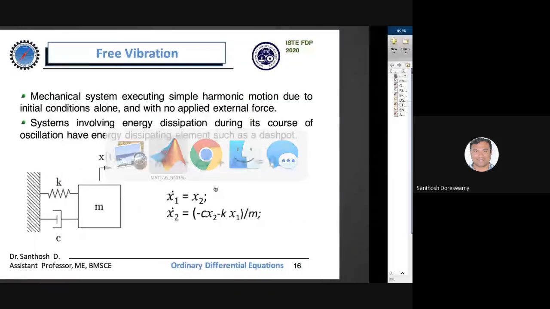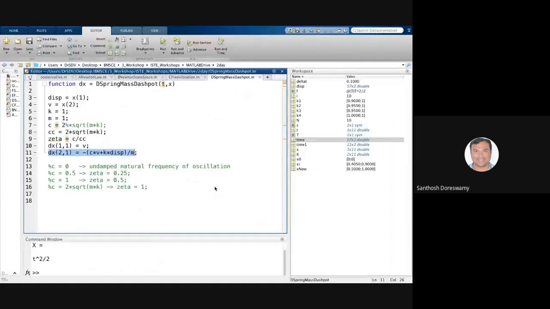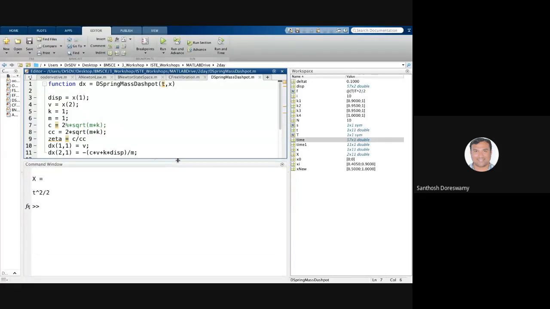Now what I'll try to do is take certain values of spring stiffness, mass, and c. Okay, so if I take these values, I will have to vary c to see how the dissipation takes place for every oscillation of the mass. So these are the first two equations that I've coded up in the script.